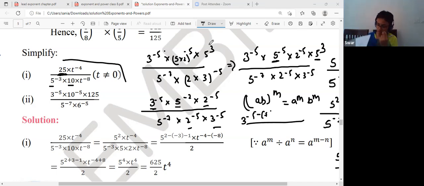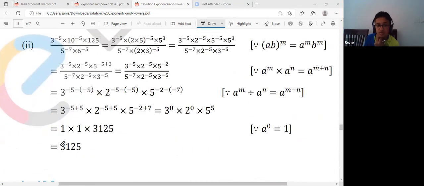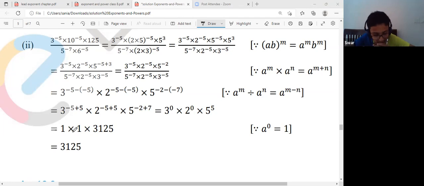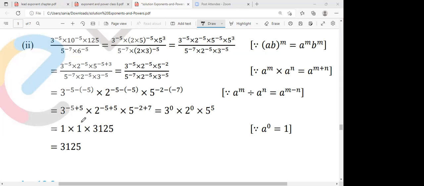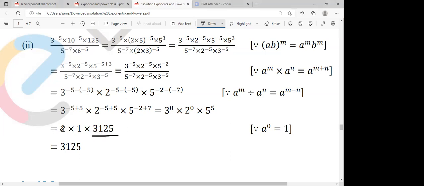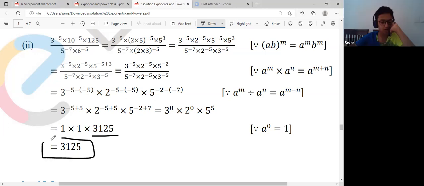Ma'am, what is the answer? Okay, I'll just check. Ma'am, actually, I got 1 into 3125 multiplied by -4. 1 into? 3125. Okay, so why not 1 into 1? Yes, 3125. This is the answer.